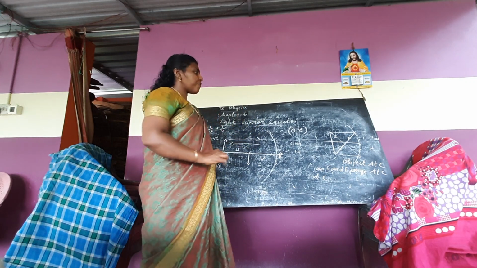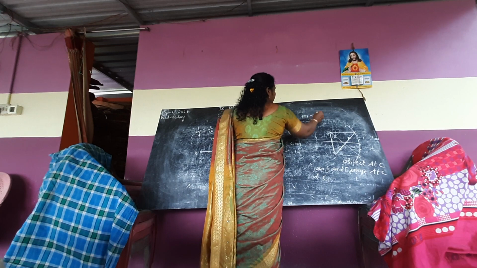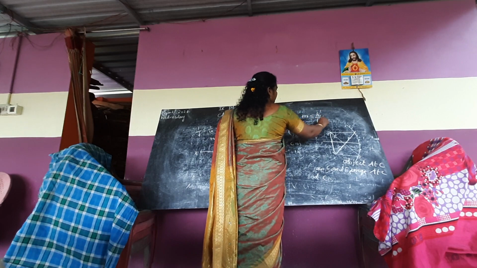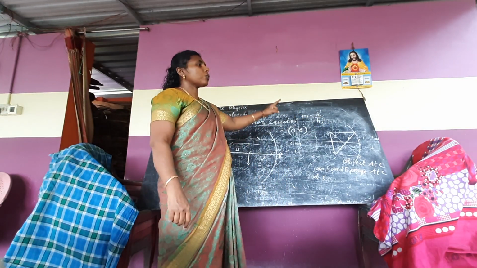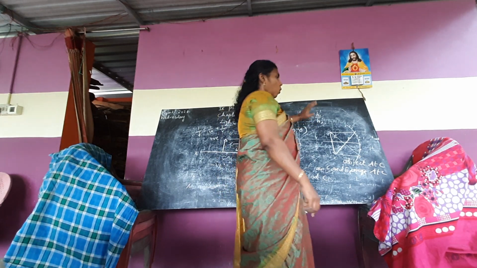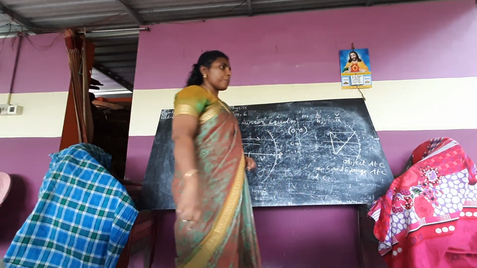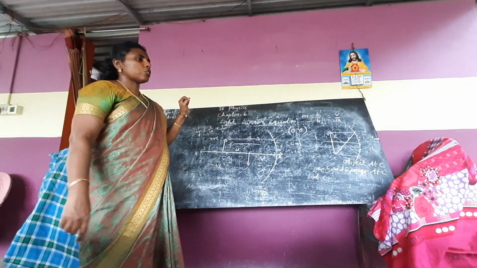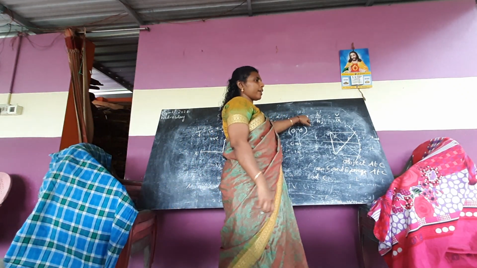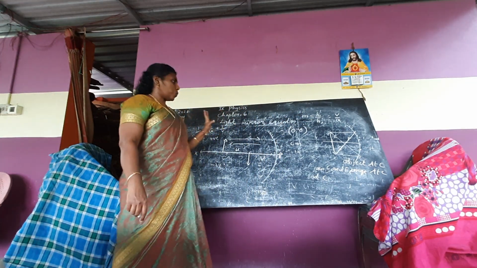The next one, magnification. How will you find the magnification? Magnification means the height of the image to the height of the object. This we can take as height 1 and height 2. So m equals height of the image to the height of the object. This we can also write as v by u. So there is no unit for magnification. Magnification has no unit.